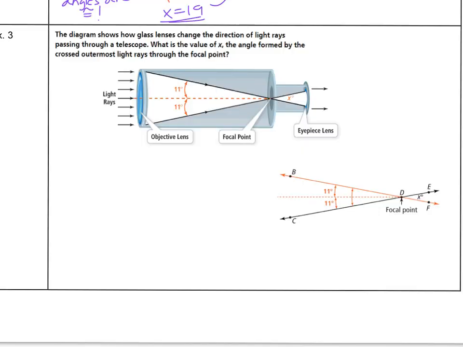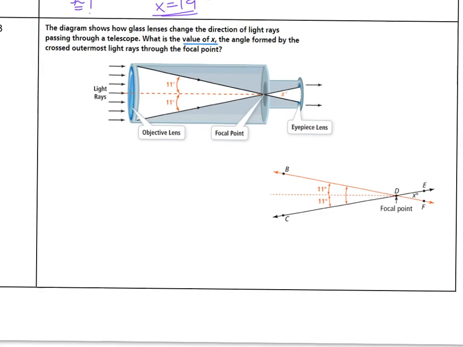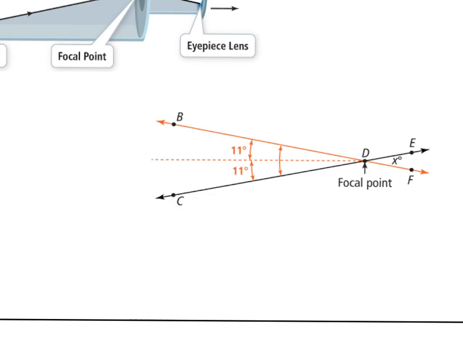The diagram shows how glass lenses change the direction of light rays passing through a telescope. What is the value of x, the angle formed by the crossed outermost light rays through the focal point? So that's a lot of information, and as you look at that picture, we can kind of visualize the telescope. But then down below, it gives us an even easier picture to focus on. So if I zoom down to that picture below, we want to try to figure out the connection with x on the right-hand side and those values on the left.